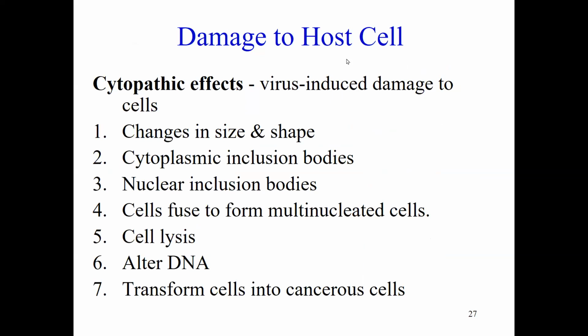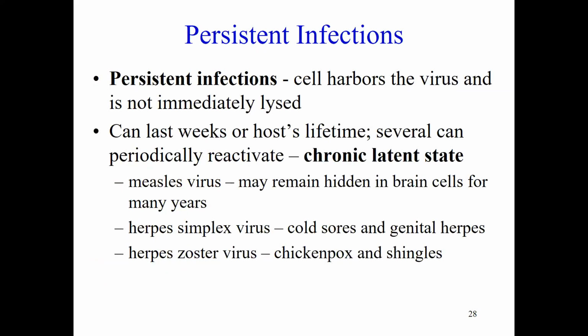The host cell damage varies depending on the virus, depending on the replication, depending on if the virus is in a latent or active stage. But any of these effects, we call them cytopathic damage to the cell via the virus. So it could change the host cell size and shape. It can include cytoplasmic inclusion bodies from actually bringing the viruses into the cell, nuclear inclusion bodies from having them inside the nucleus, cells fusing to form multinucleated cells, cell lysis, actual destruction, DNA alteration, or even transformation of cells into cancerous cells, depending on how much they hijacked that replication process. So lots of damage can take place.